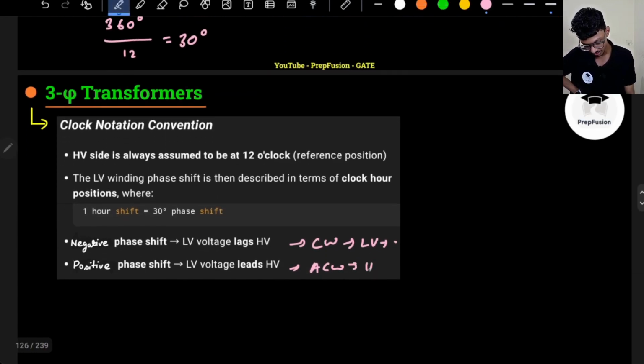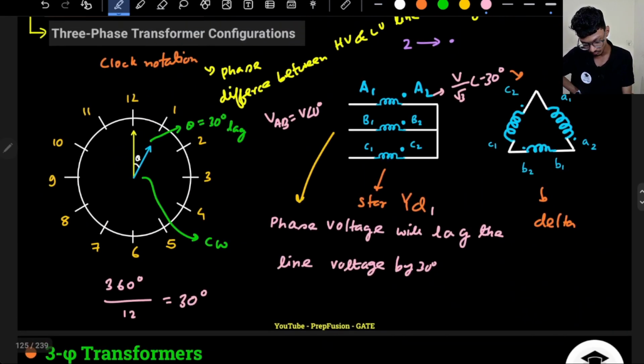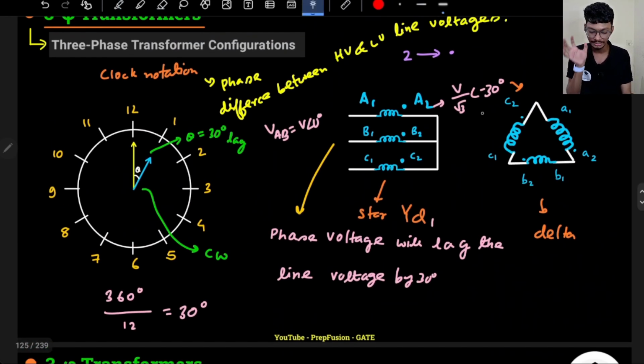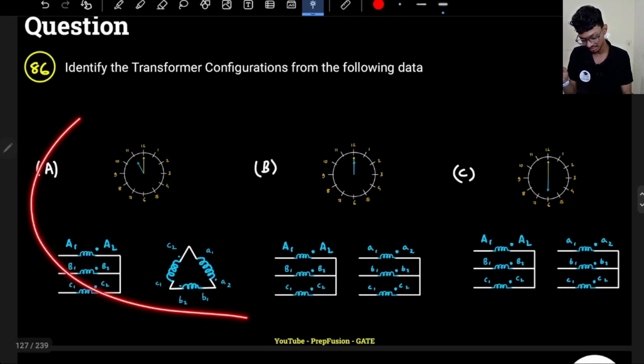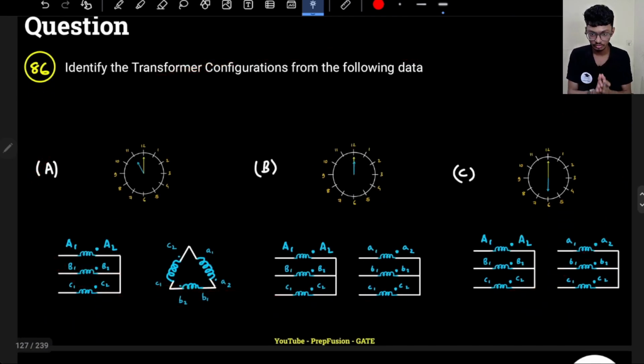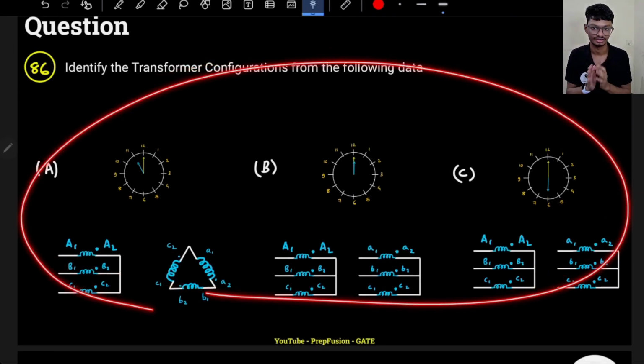Now with this basic concept, that the voltage difference between the line and the phase for a star connection is 30 degrees lag or lead, depending on where you are taking the reference. For a delta it is the same, there is no voltage difference. From this concept, can you identify the transformer configurations? Pause the video and try to identify the following transformer configurations.